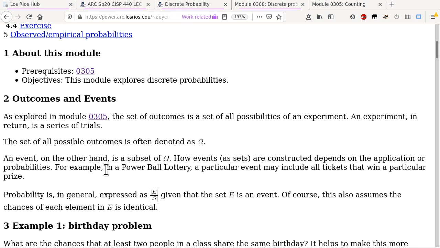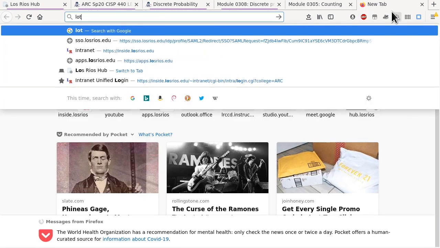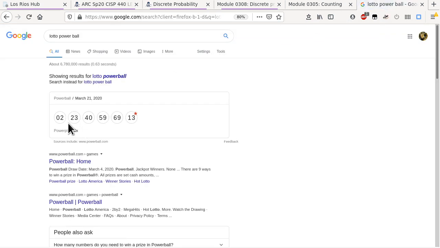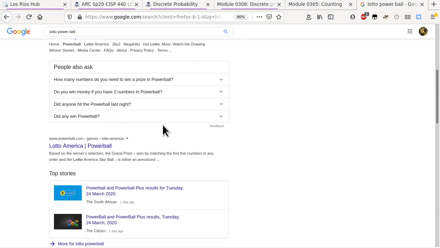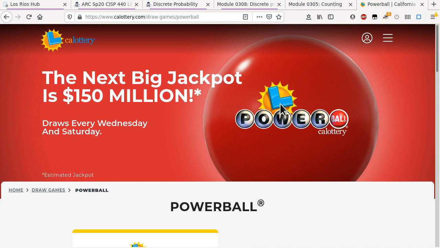So for instance, we'll focus on this one here. In a Powerball lottery, a particular event may include all the tickets that win a particular prize. So let's go back to take a look at Lotto, and particularly the Powerball Lotto game. The current winning numbers are 2, 23, 40, 59, 69, and then the Powerball number is 13. That's the winning number of this round's Powerball. But what we want to do is to look at all the different ways of winning or getting something out of a Powerball lotto ticket.